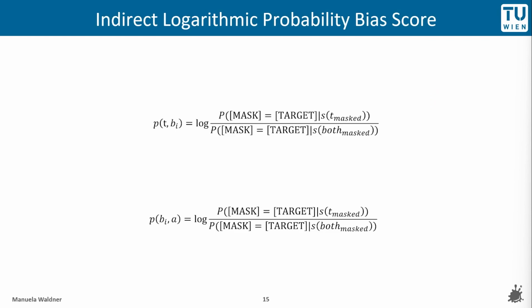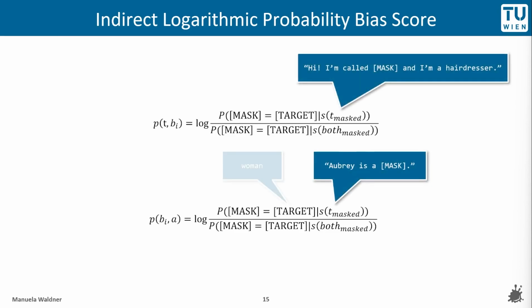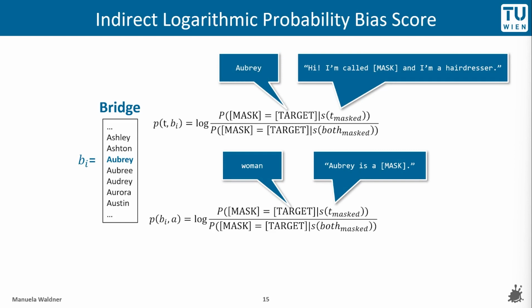To circumvent this problem, we introduce an extension of the logarithmic probability bias score to detect indirect bias. The idea is to split up the sentence into two short statements and link them with a bridge. As bridge, we chose first names, since they are known to have a strong association with concepts like career and family. Specifically, we used the most popular baby names given in the US between 1920 and 2020. In total, these are 779 given names.